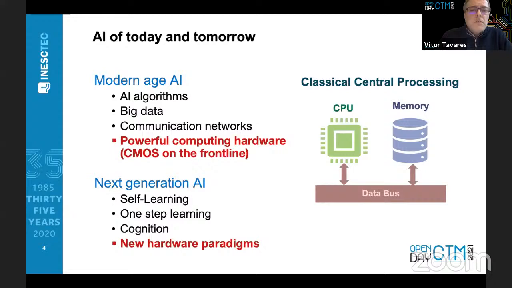And I'm putting it in red because I will focus more on the hardware aspects of computation than anything else. If you take this image on the right as an example, it's basically a control flow architecture, a standard one, what you have on your PCs typically. We have a memory bank separated from a central processing unit, and we have an overhead of communication between memory and CPU because we share a common bus.